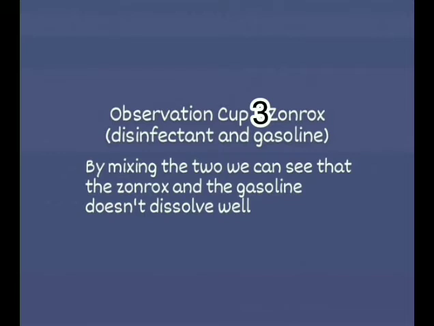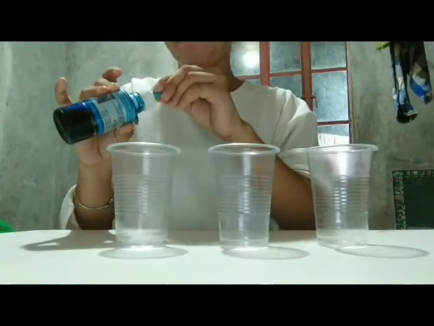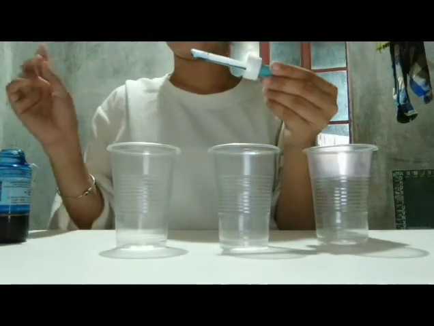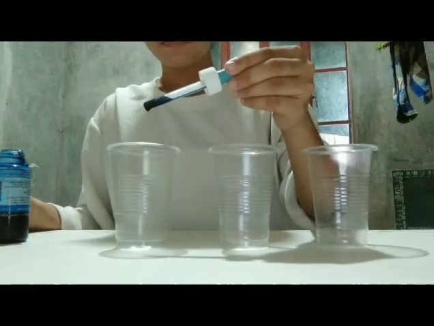Observation Cup 3: Zonrox or disinfectant and gasoline. By mixing the two, we can see that the Zonrox and the gasoline don't dissolve well. And the last thing that we will do is to repeat Procedure 2 using tincture of iodine or ink or dye.